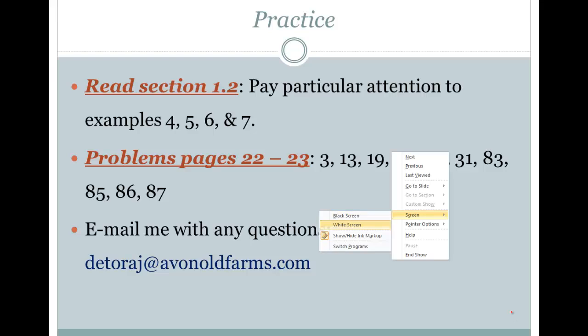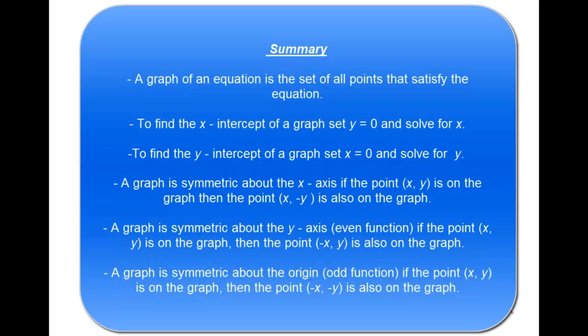Okay. Let's just summarize again. We talked about graphs of equations. Graphs of equations are basically the set of all the points that are solutions to a given equation. We talked about how to find x and y intercepts, and then we talked about symmetry. We talked about symmetry about the x-axis. We talked about symmetry about the y-axis. We talked about symmetry about the origin. We talked about even and odd functions. Okay, so make sure you understand that.